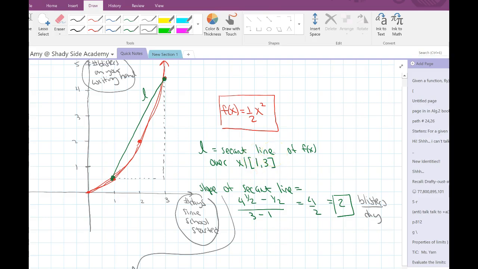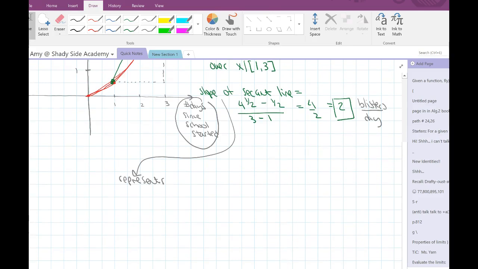But here's the most important thing. It's a rate of change, but more importantly, it is an average rate of change. On average, between the first and third day of school, the number of blisters on your writing hand increased at the rate of 2 blisters per day. That deserves writing down. It represents an average rate of change. This word here is so important. It's an average rate of change.